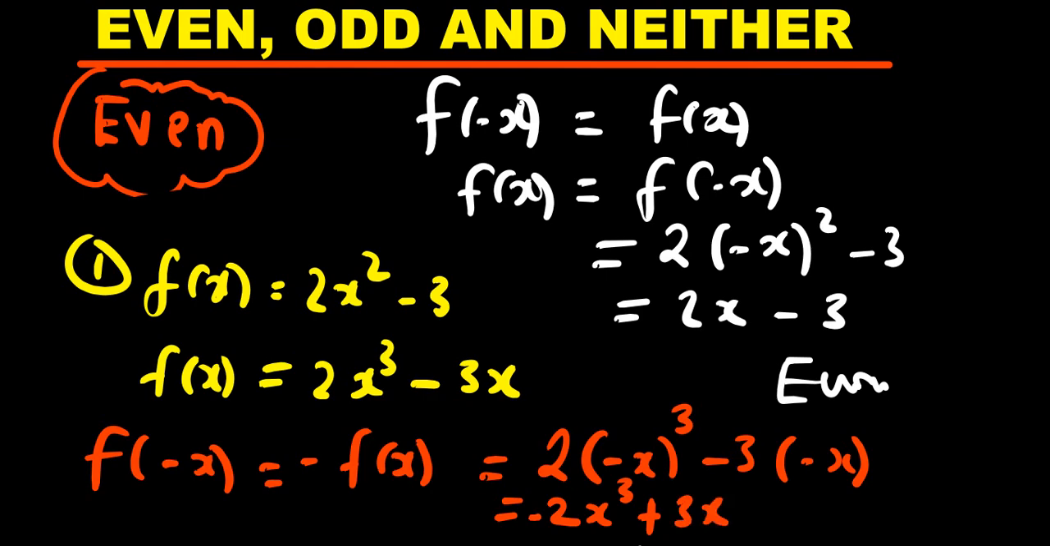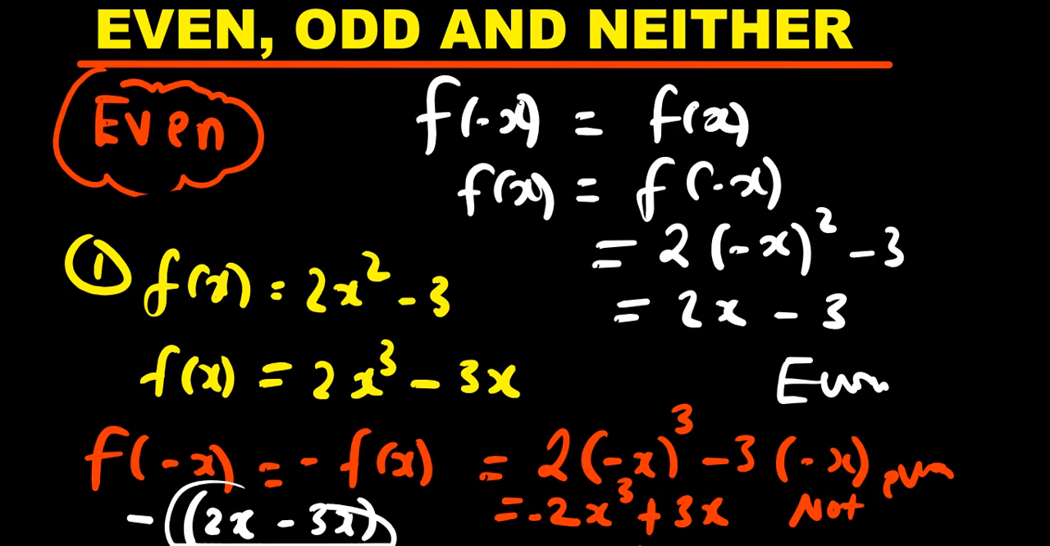Now when you reach here, you're able to see that this is not even. So what are you going to do? You're going to factorize the negative. So you're going to put the negative, then you have 2x cubed minus 3x. This will be your final answer. Now you're able to see that this is equal to negative f of x. So this is an odd function. Very important for you to know.